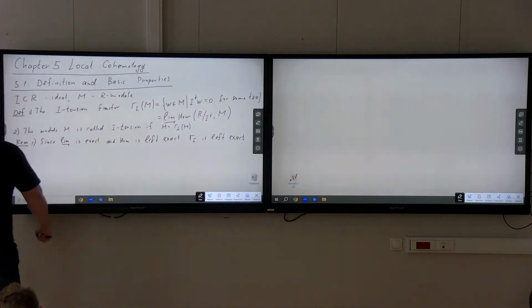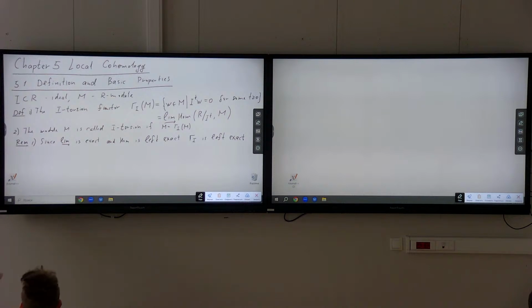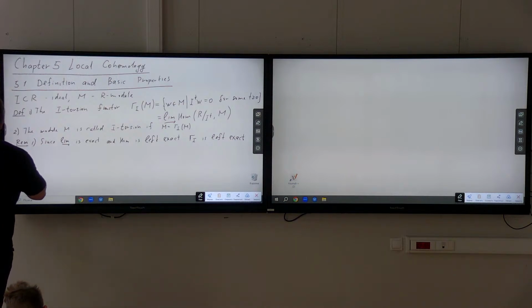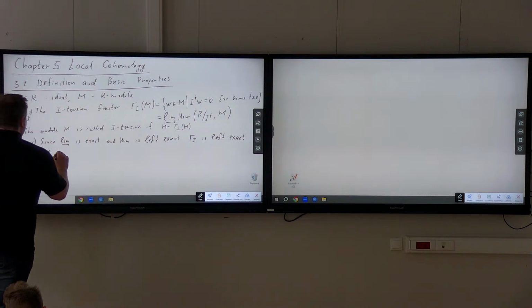This remark is important because when we define local homology as the right derived functors of this functor, in particular left exactness implies that the zeroth derived functor coincides with gamma I. Two, now we can look at the definition and notice that gamma I is an additive functor.